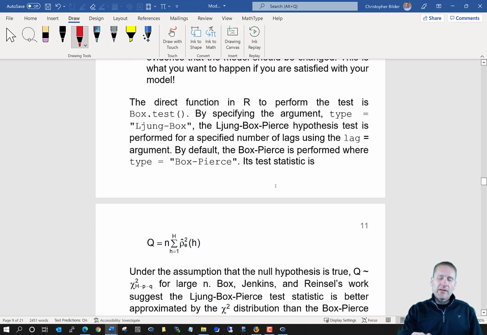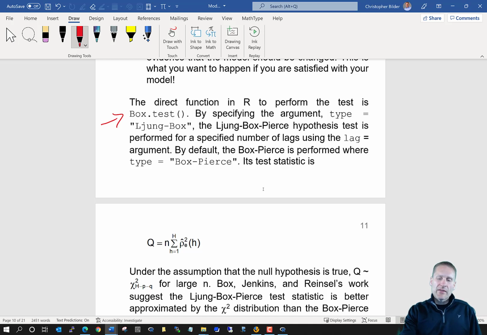Now, to actually implement the test, there is a function in R called Box.test that will allow you to do it. We won't use that necessarily directly. There's actually another function that we will use to do it, but I just want to bring it up because some people will use it.